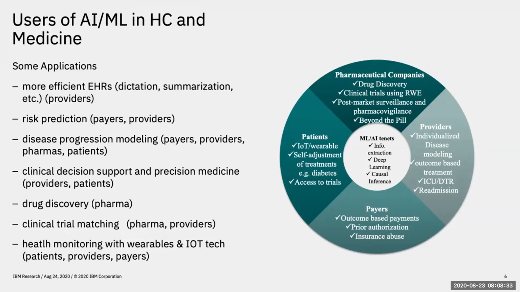From a payer perspective, AI is being used to develop outcome-based payment models, to handle authorization issues or even insurance fraud. That's actually a very, very prominent area of focus by the payers. From a pharmaceutical perspective, AI is very much used to speed up, for instance, drug discovery, a need that is really exacerbated these days with the current COVID-19 crisis.